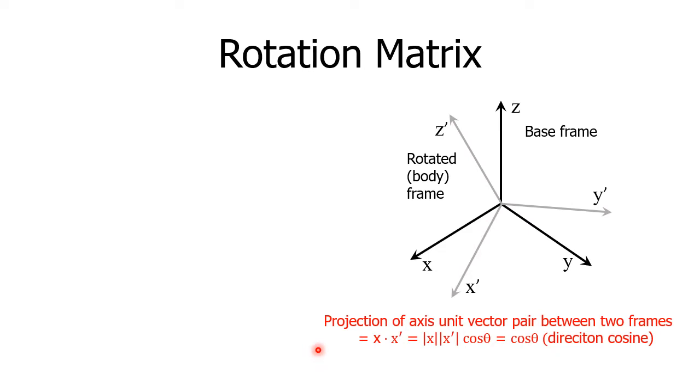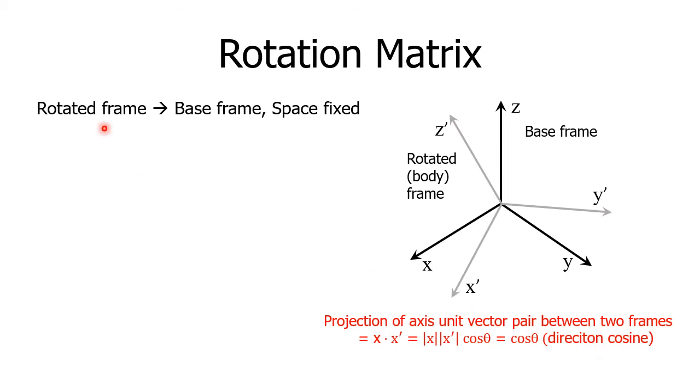The principle of the rotation matrix is based on projection of axis unit vector pair between two frames. For example, X and X prime as a pair. They are expressed in terms of the vector dotted product, which is equal to the norm of X prime times cosine theta. And theta is the angle between two unit vectors. Since these are the two unit vectors equal to 1, at the end, the projection just equals the cosine theta. So sometimes it is also called the direction cosine.